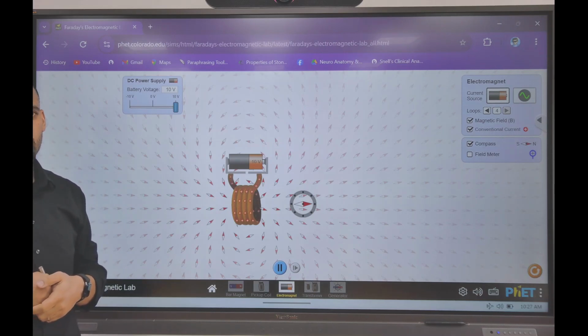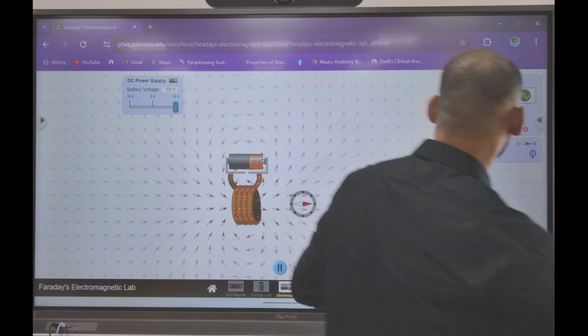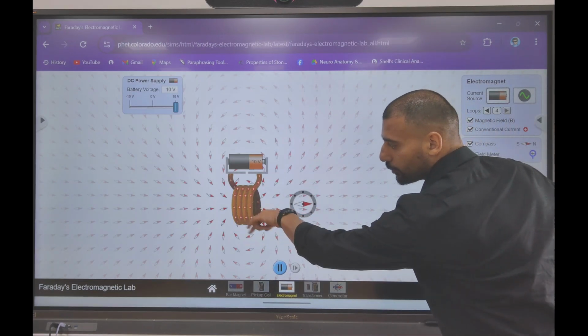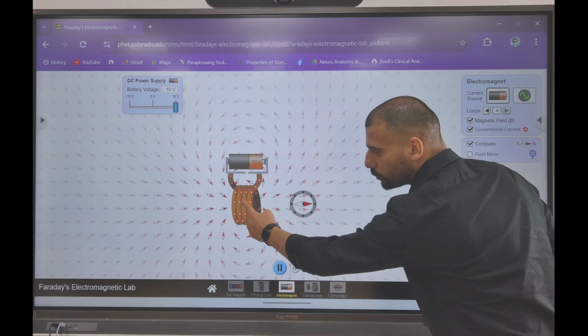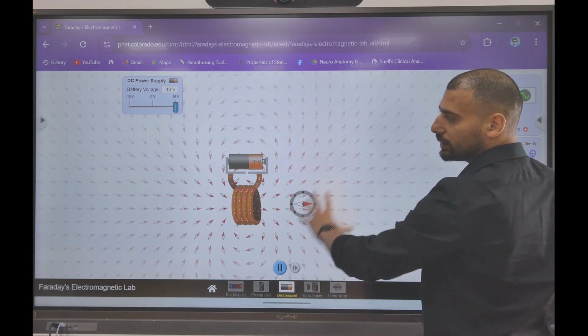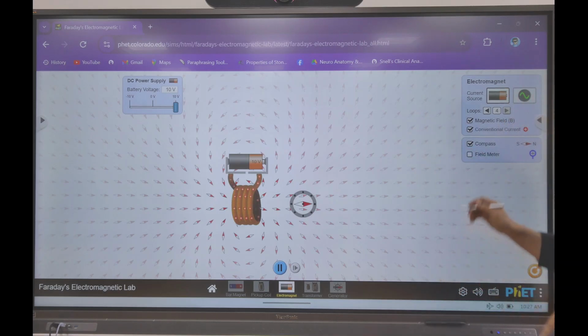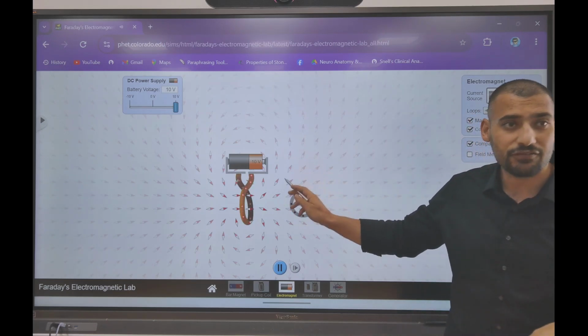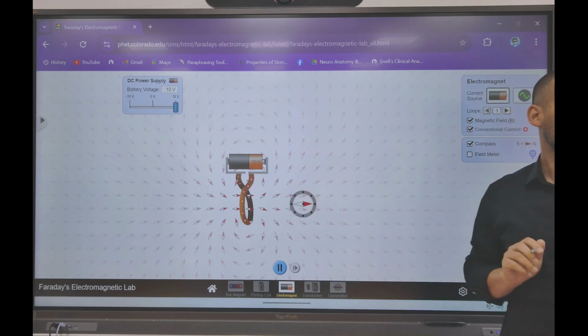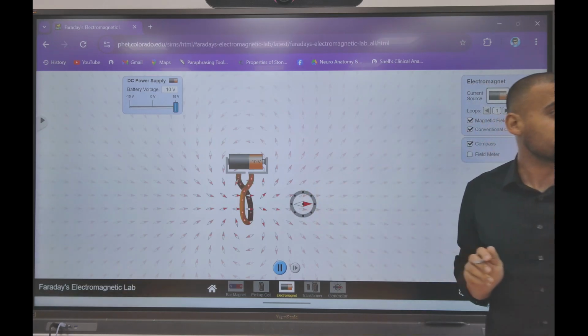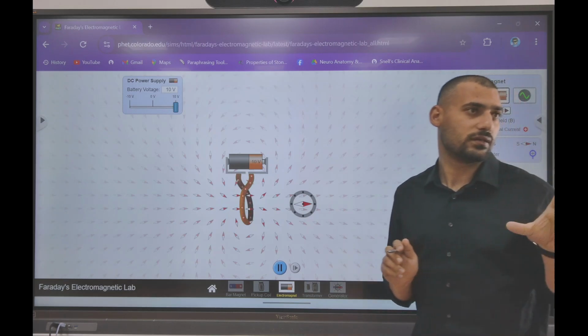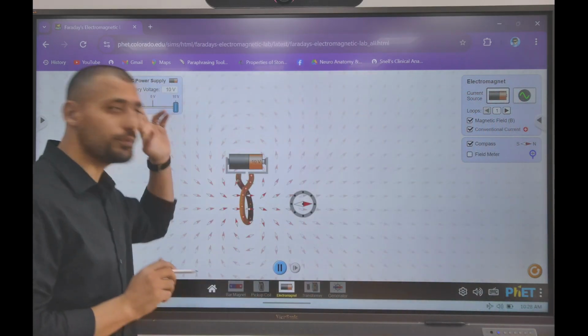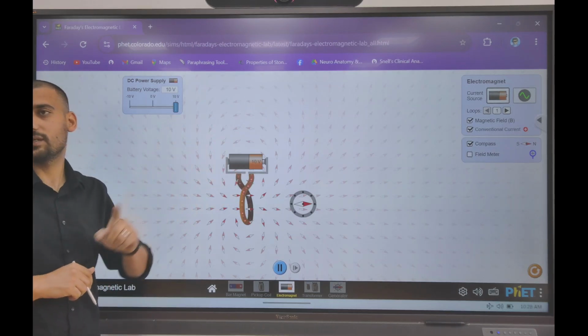One more thing that we could have done: the number of loops here, 1, 2, 3, 4. There are 4 loops, and we are seeing the number of prominent lines, okay? Now, if I decrease the number of loops, see what will happen. Do you see they are fading away? So again, the strength of this magnet can be changed depending upon the number of loops, not only the change in the battery.